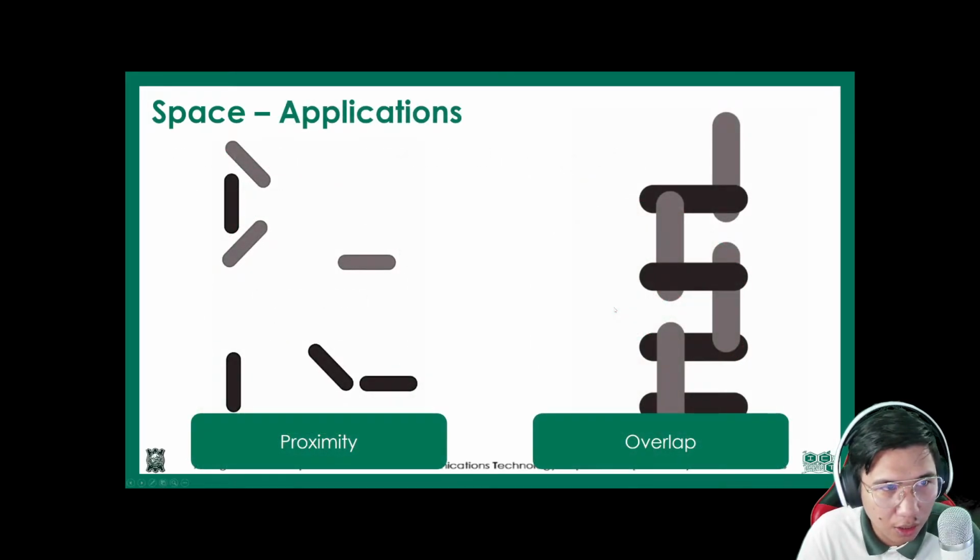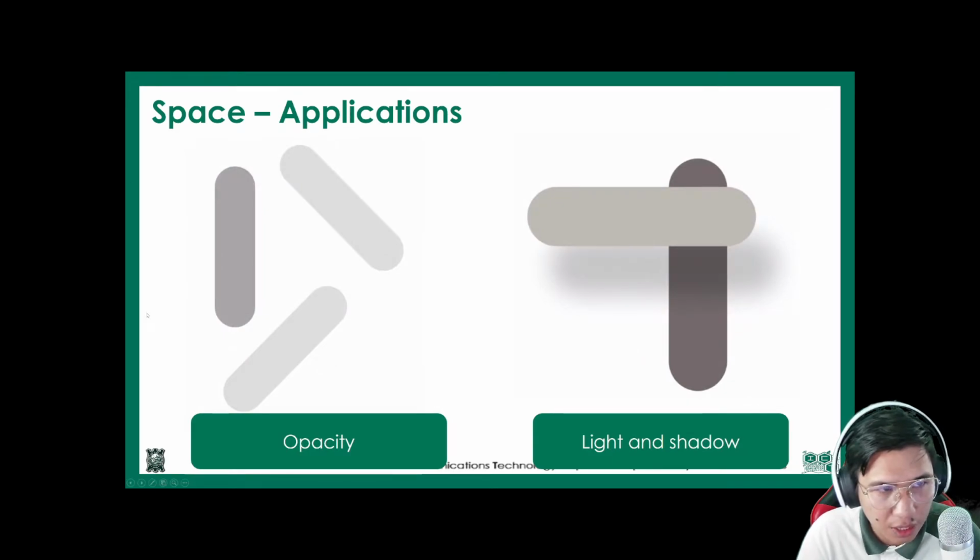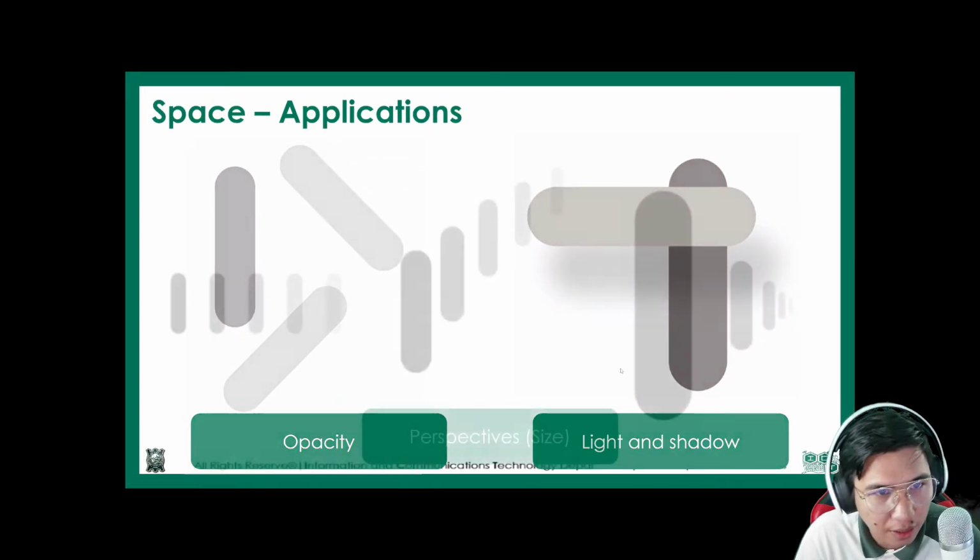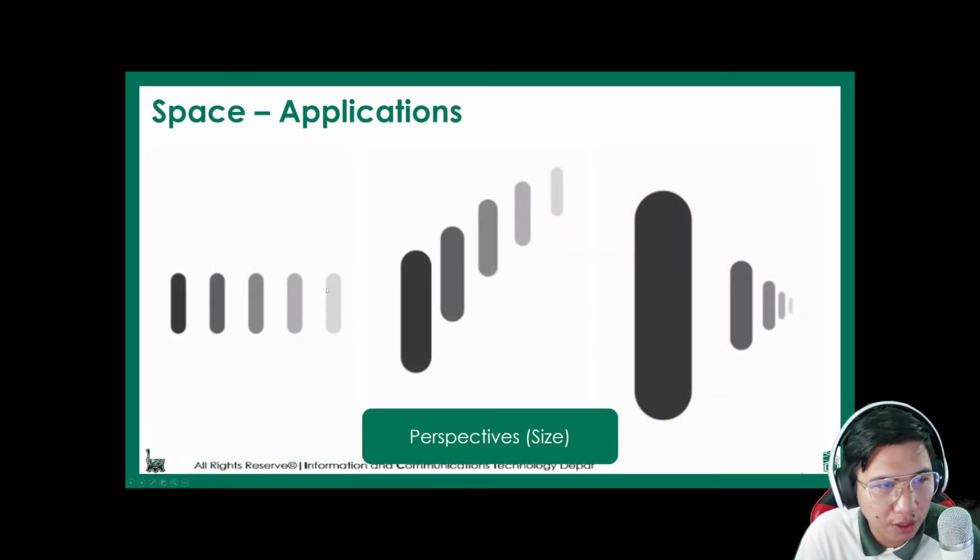Although, the space can be applied for proximity. It can also be applied to overlap some elements. It can also be applied to adjust the transparency or opacity of a certain element. And also, to adjust the light and shadow. Tapos meron din tayong perspective.